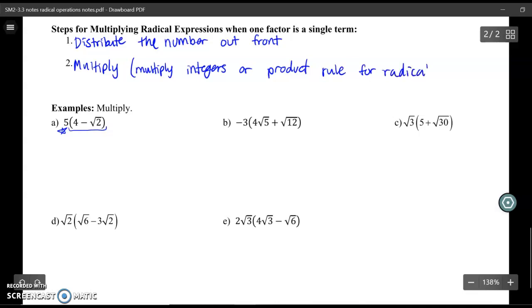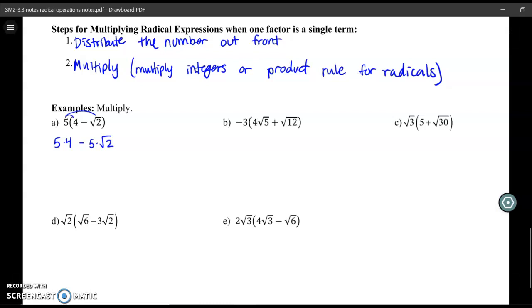Okay, so let's just take a quick look at a couple of examples. So if I come to this first one, I have 5 times 4 minus the square root of 2. I'm going to distribute this 5 in, so I have 5 times 4 minus 5 times the square root of 2. So I have to multiply the 5 that was on the outside into everything that was on the inside. And then I can just simplify some things. So 5 times 4 is 20. I can't really do anything to simplify this second piece, so it's just going to be 5 square roots of 2.